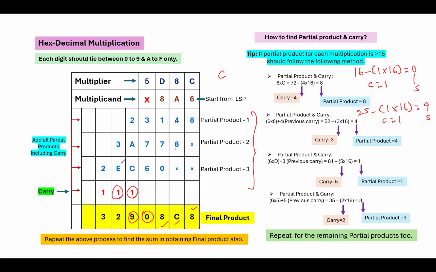3 plus E is 14, so 17. 17 plus 1, 18. 18 minus 1 into 16, which is equal to 2. Carry equal to 1, this is the sum. So 2, carry 1. 2 plus 1 is a 3. Okay, so this is the final product.